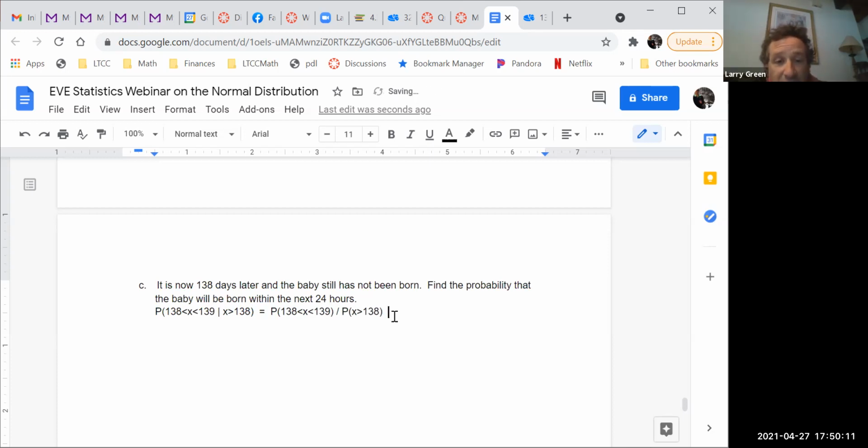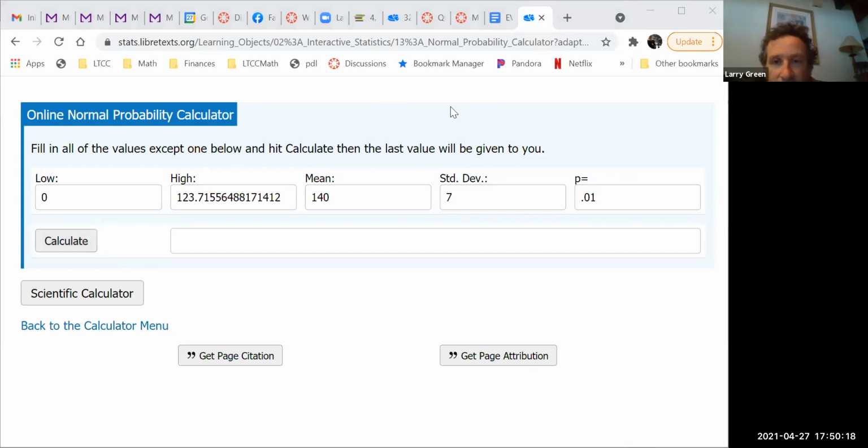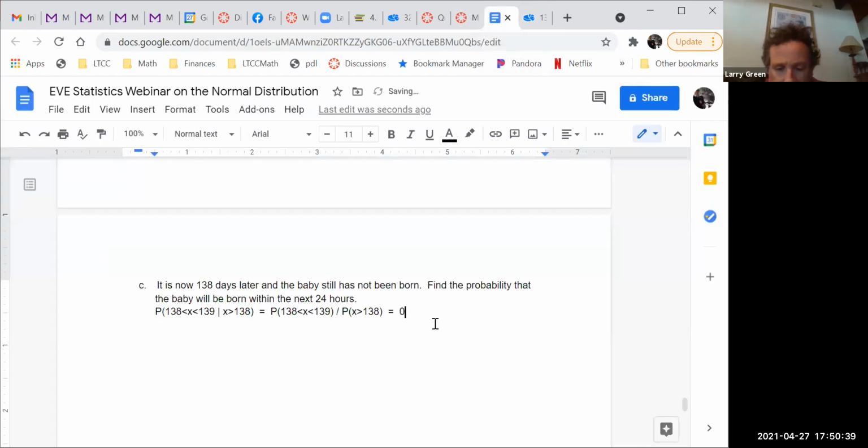So we actually need to compute two probabilities, between 138 and 139 first. So let's do that quickly. The low is 138. The high is 139. And we don't know the probability, so I leave that blank. And hit calculate. And I get 0.056. Good enough. And then divided by the probability of greater than 138.